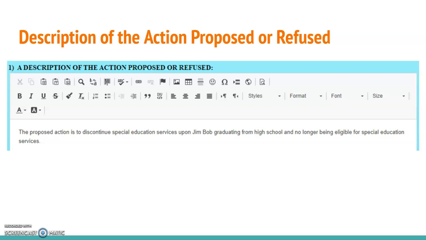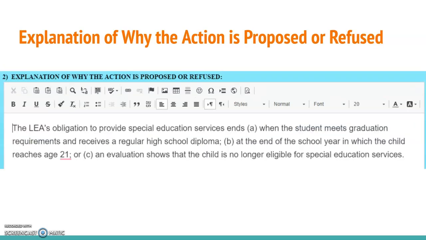So the description of the action proposed. The proposed action is to discontinue special education services upon the student, or in this case, Jim Bob, graduating from high school or no longer being eligible for special education services. Then we need to explain why the action is proposed. This is directly out of the special ed process handbook, and it tells us exactly why the student is no longer eligible and why that action is being proposed.